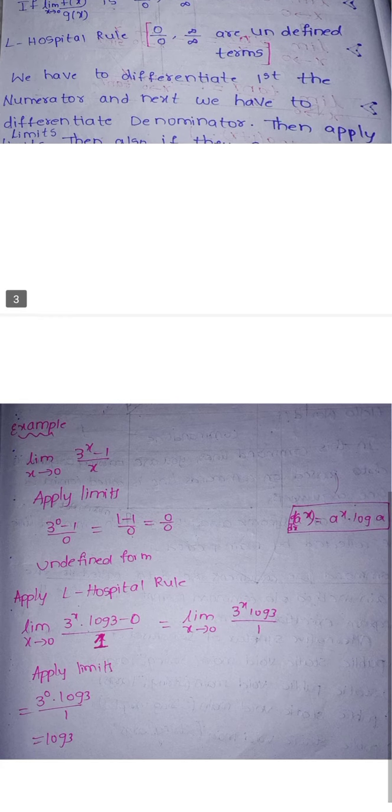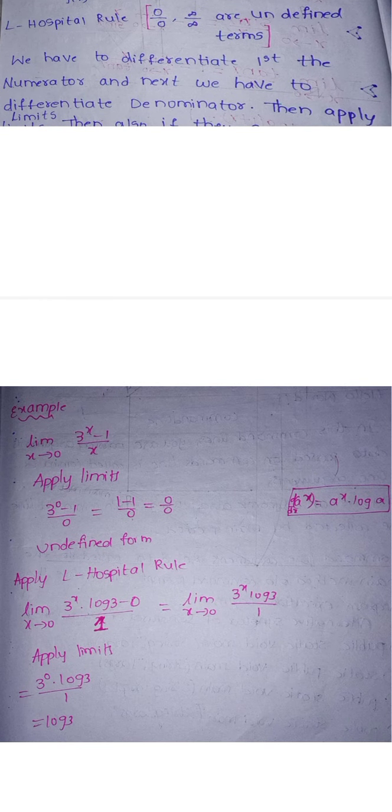What is L'Hospital rule? First we differentiate the numerator, next we differentiate the denominator, then we apply the limits. After differentiating both numerator and denominator, we apply the limits. Okay, this is L'Hospital rule. First we will see one example.